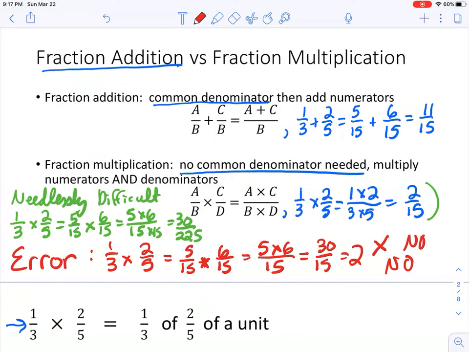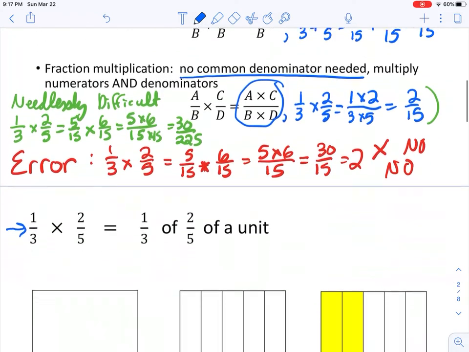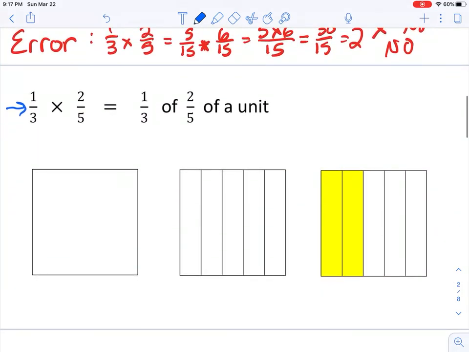So what we want to do is actually look at why this algorithm that we use here makes sense. Our process is going to be to visually represent the fraction multiplication and then examine the solution and compare it to the algorithm and see how it makes sense to us. So 1/3 times 2/5 can be interpreted as 1/3 of 2/5 of a unit.